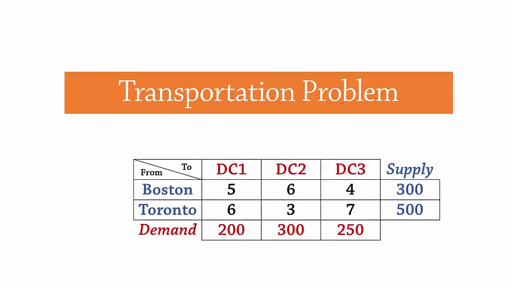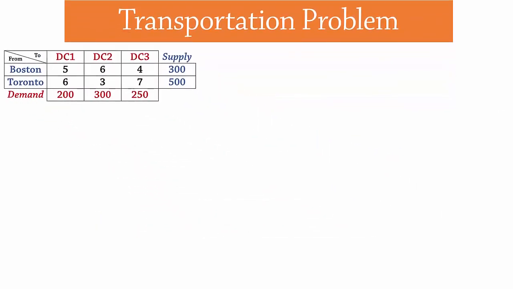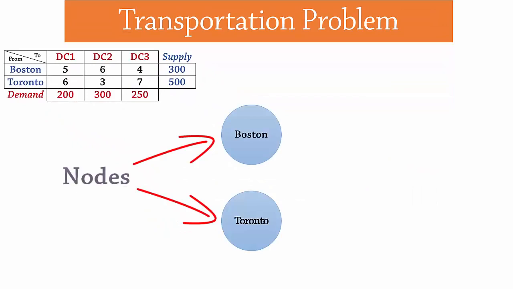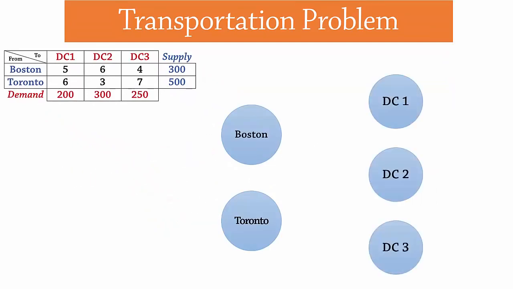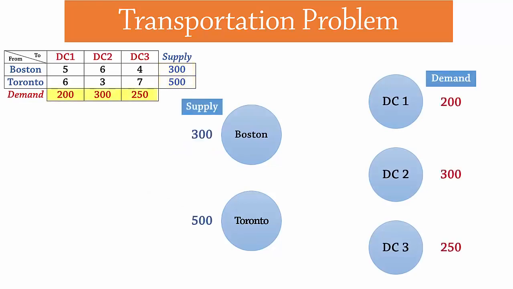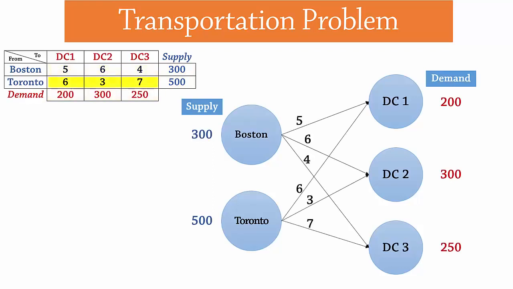Now let's draw a transportation network for this problem. These circles are called nodes for the origins, or in this case, plants. And these are the nodes for the destinations. Here are the plant capacities and here are the demands at the destinations. Here are the shipping costs from Boston to the distribution centers, and here are the costs from Toronto. The arrows from the origins to destinations are called arcs.